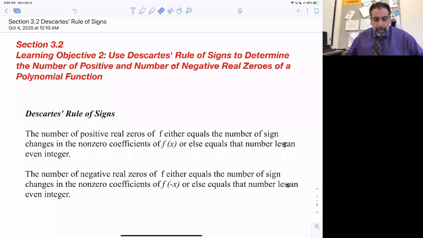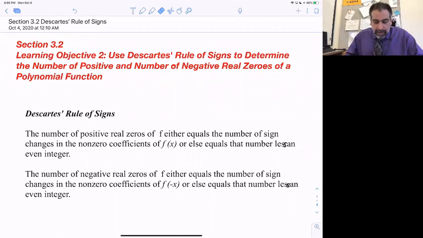Hello, Math 150. We're looking at the next learning objective in section 3.2, and we are talking about Descartes' rule of signs today. Now, there's a lot of words. It's not that hard. The words make it a lot more confusing than it has to be. The bottom line is that we are looking for alternating signs in our polynomial. So let me talk a little bit about that, and we'll get started, okay?